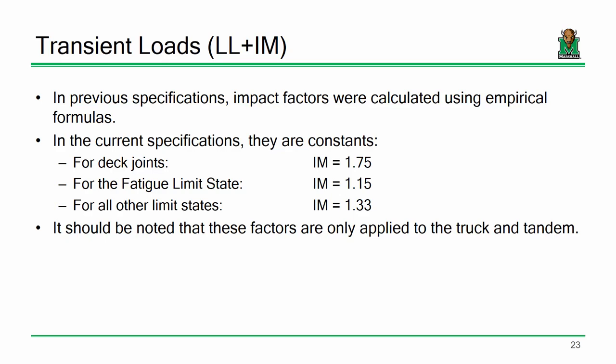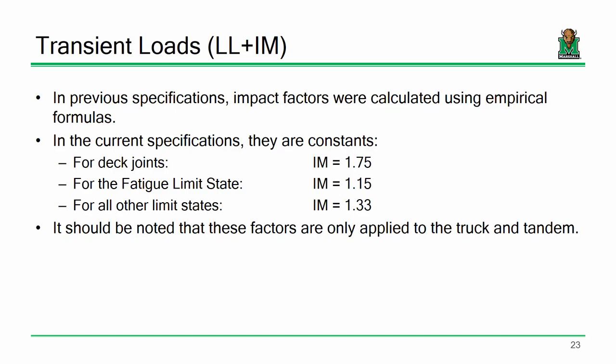And if you've ever had a course in structural dynamics or done anything with vibrations, that is an incredible simplification of a very complex phenomenon. There used to be these formulas that we would use to compute impact factors, and then future studies basically said, let's just keep it simple and use 1.33. So we use 1.33 for just about every limit state that we assess.